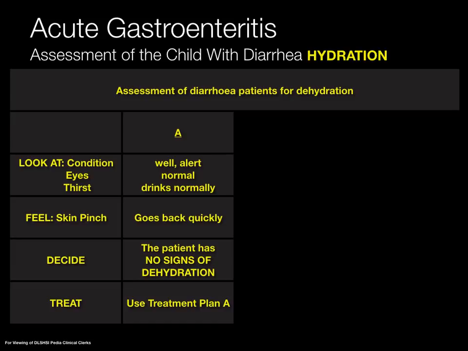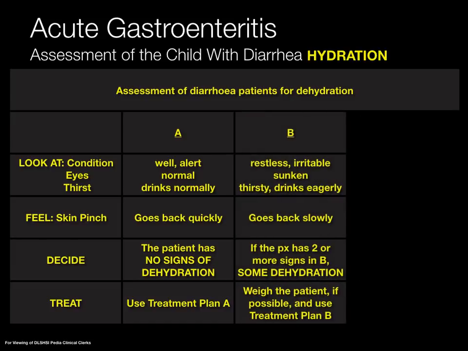Use treatment plan A. For category B, the child can be restless and irritable with sunken eyeballs, but the child is thirsty and drinks eagerly. The skin pinch goes back slowly. If the patient has two or more signs in this category, decide that the patient has some dehydration. Weigh the patient, if possible, and use treatment plan B.